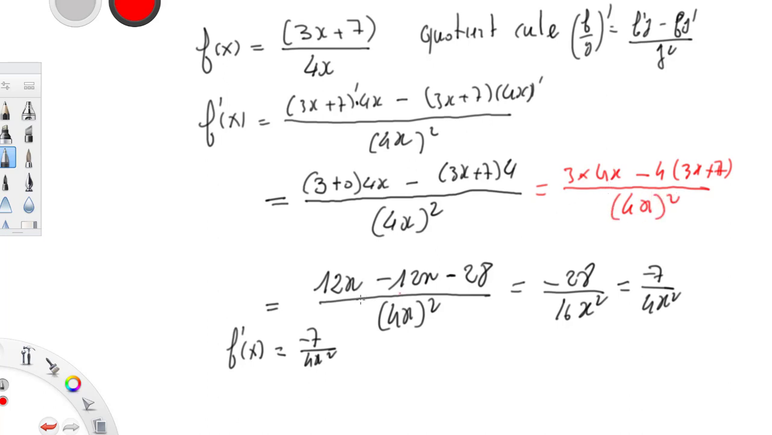And you have 3 times 4 is 12x. Negative 4 times 3x will be negative 12x. Negative 4 times 7 will be negative 28, right? And you do 12x minus 12x, which is 0. Negative 28 over 4x squared. But like 4 squared is 16, x squared is x squared. And here we simplify by 4 top and bottom, so we have negative 7 over 4x squared. That's why the answer is these following expressions, right?